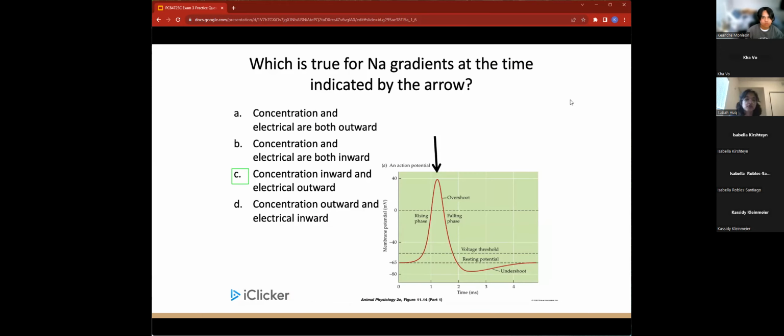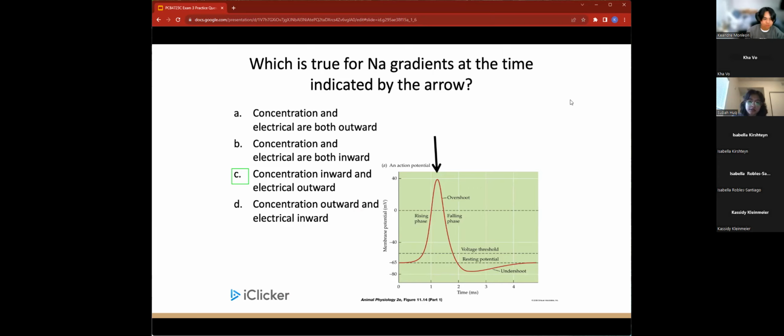Okay, so this question was about one of the clicker questions he went over. Which is true for the sodium gradients at the time indicated by the arrow? The time indicated at the arrow is the overshoot phase. By this point, there's been a lot of influx of sodium into the cell, and for the sodium to go into the cell, there needs to be a sodium concentration gradient that goes from outside to the inside.